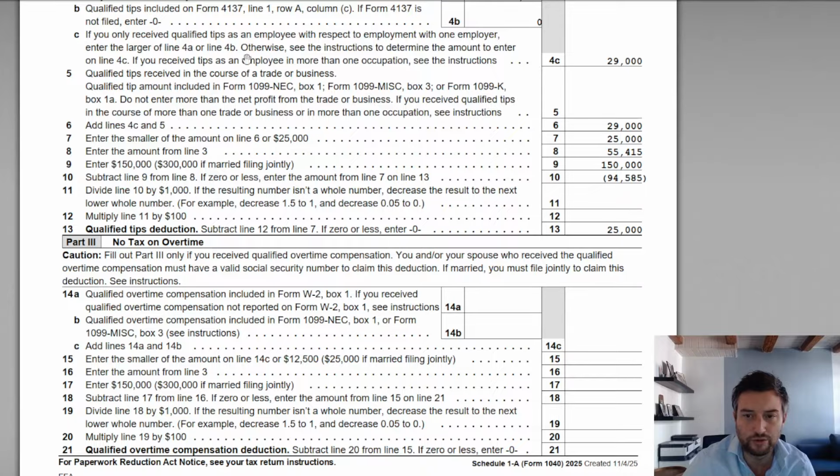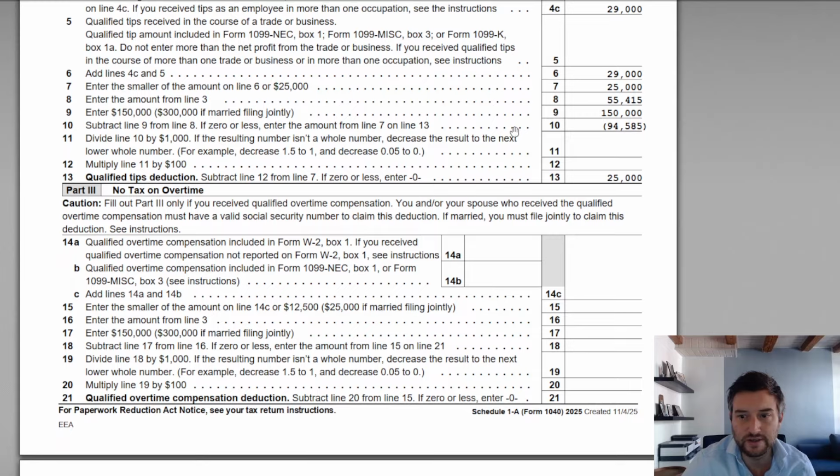So we have nothing reported from 1099s that would constitute qualified tip income. So that line item is blank for us. Now we start moving into the limits and the phase out. On line 7, they're asking us to enter the smaller of the amount on line 6 or 25K. So there's that 25K cap. Enter the smaller of the two values.